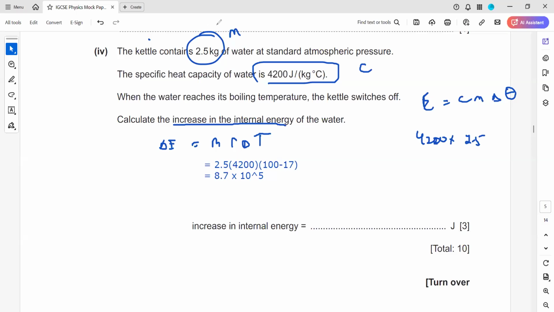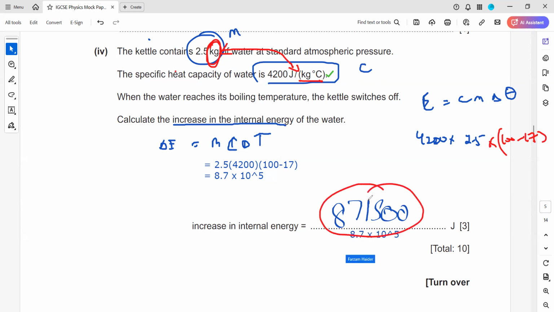One more thing: whenever you see a question, if the specific heat is joule per kilogram, the mass should be in kilograms. But if it was joule per gram, then the mass should be in grams. It is very important that they have the same units. The temperature was originally 17 and rises to the boiling temperature of 100, so 100 minus 17 when we multiply. When the answer is too big, the best way to represent it is scientific notation, or standard form. This is the right way of representing an answer that is very large or very small.